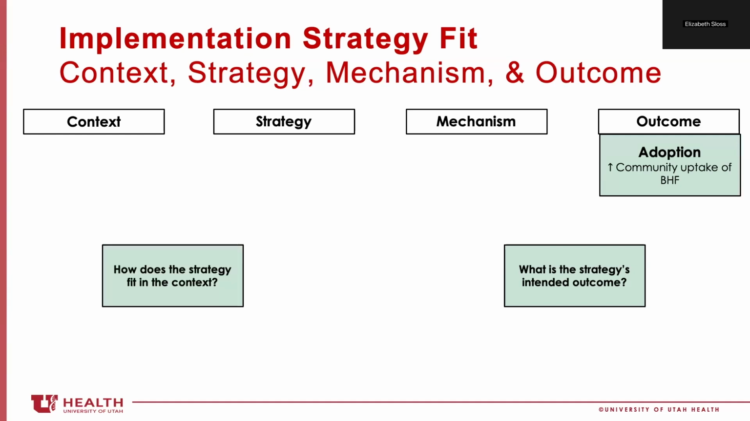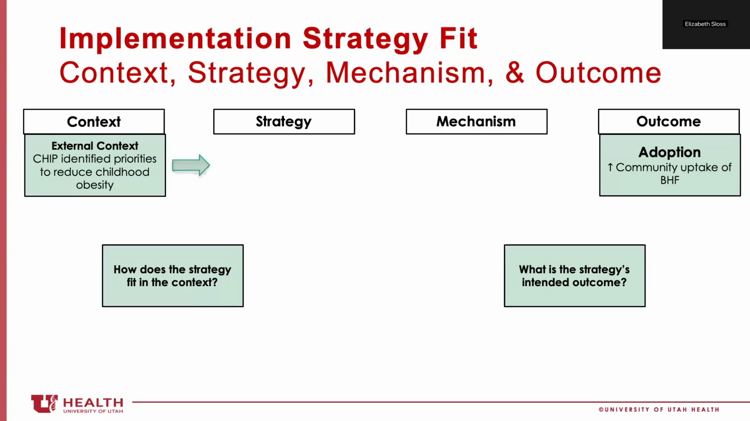Okay, so the next thing is, how does this strategy fit the context? If we want to change adoption, we really want to improve adoption because we just don't have very many family healthy weight programs in rural areas. What type of strategy would we want to use that fits within the context? Well, we need to understand what the context is here. One of the things that has been true for a lot of years is that community health implementation plans in rural areas have identified childhood obesity as a priority, right? So that tells us about the context.